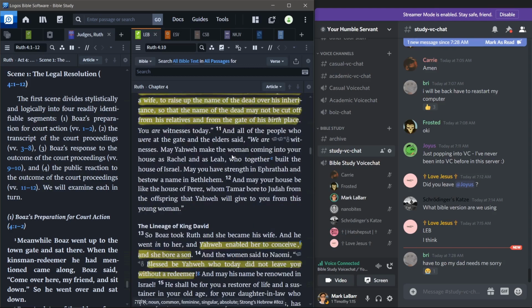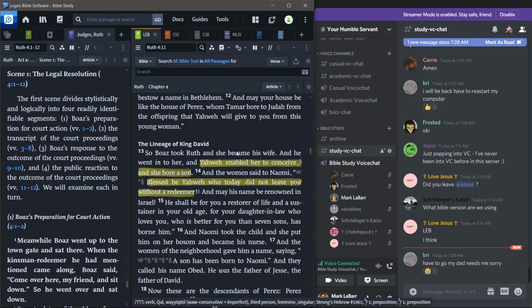They finally get together, and we jump ahead in verse 13 there, pretty much 9 months or so, however long it takes for the pregnancy. And we see in verse 13, Yahweh enabled her to conceive. So this isn't just some natural process.